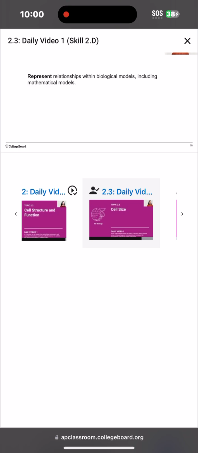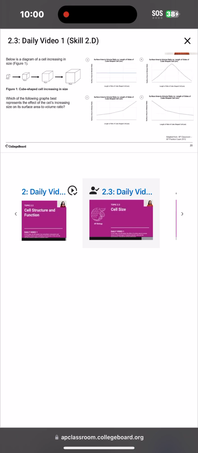Scientists can use visual representations to represent relationships within biological models, including mathematical models. So let's take a look at an AP question. Below is a diagram of a cell increasing in size. Which of the following graphs best represents the effect of the cell's increasing size on its surface area to volume ratio? So I'm going to ask you now to pause the video and select your best choice and then press play and we'll see what we have.